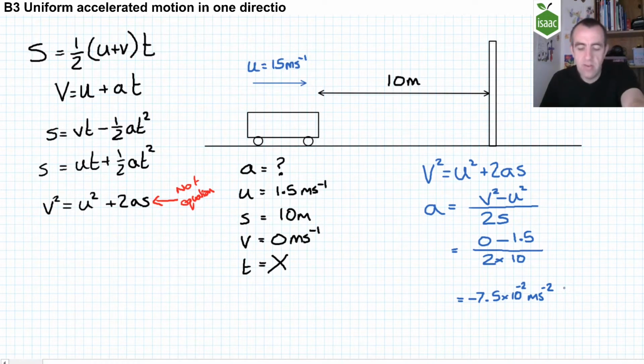Any of these questions for uniform accelerated motion, you use these 5 equations. You write down what you know, you find which value you don't know and you don't need to know, and that'll tell you which of these 5 equations to use. Then you rearrange the equation to make the unknown the subject, substitute your numbers and solve.